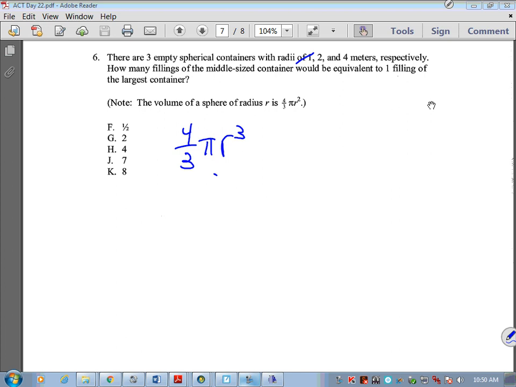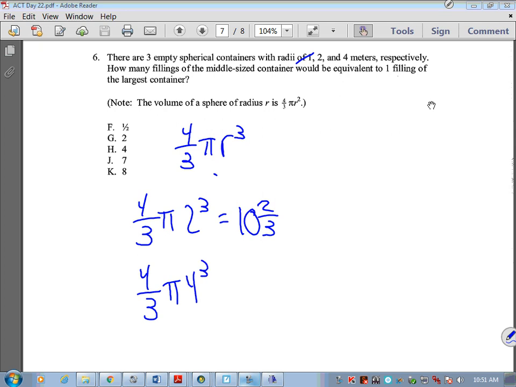So we could go the long route, and in the long route, we're doing 4/3 pi 2 cubed, right? And we're going to solve that. So we've got 8 times 4 divided by 3, which comes out to 10 2/3. Then I've got my longer one, 4/3 pi 4 cubed. 4 to the third is 64 times 4 divided by 3, which is 85 1/3. Then I have to take 85 1/3 and divide it by 10 2/3, which is kind of a pain, right? This is what I want you to understand.